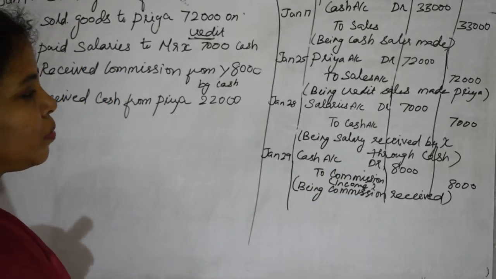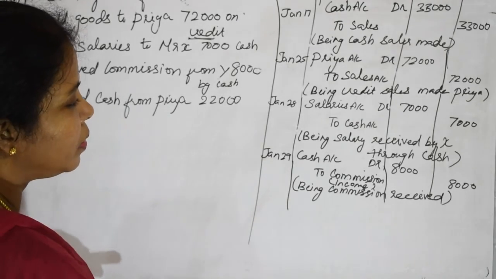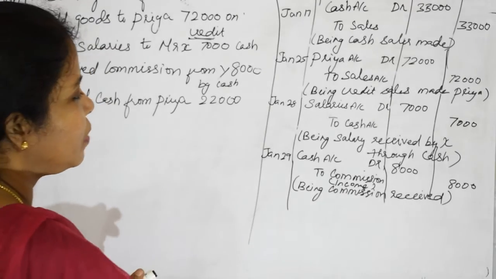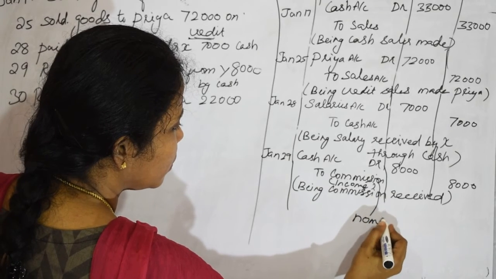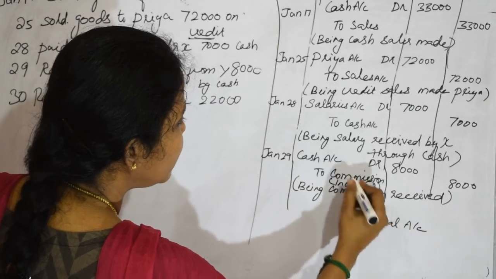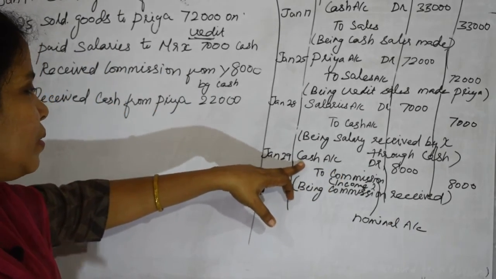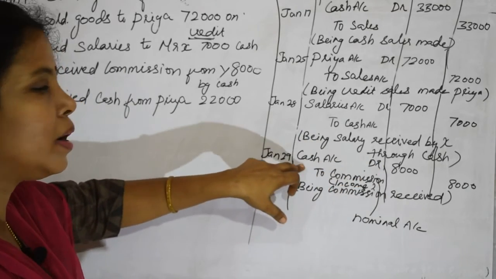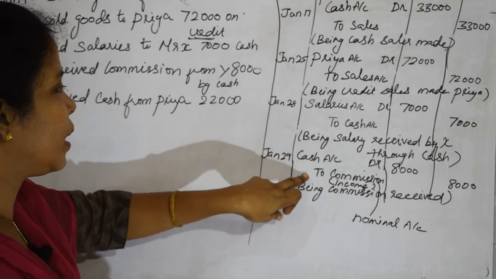Why are we crediting? The rule for the nominal account is debit all expenses and credit all incomes and gains. So we are crediting the commission received. Cash we are getting by way of commission, so cash account debtor to, we are debiting the cash. Next one, I think this entry will be clear.